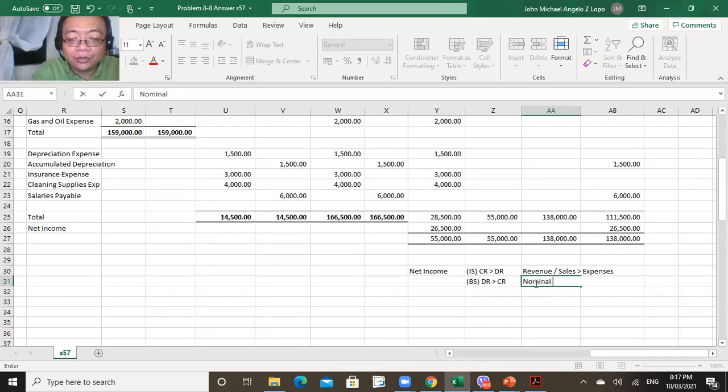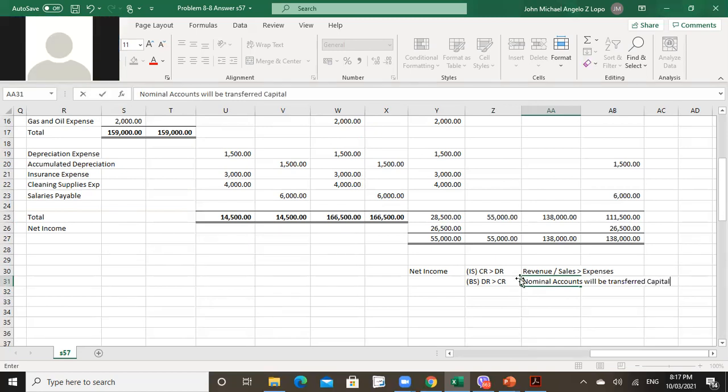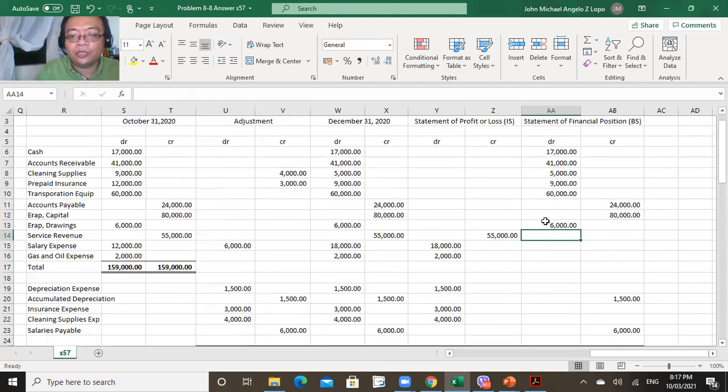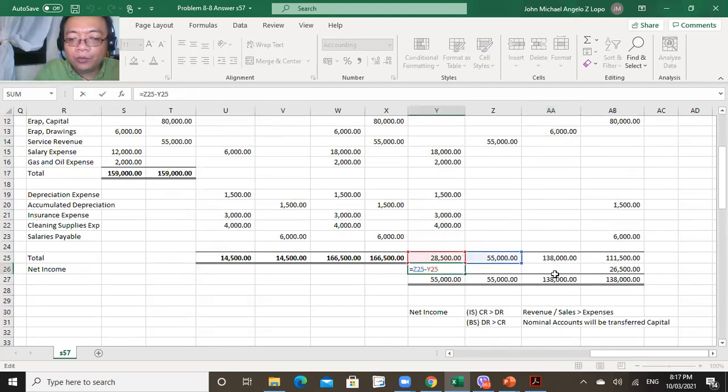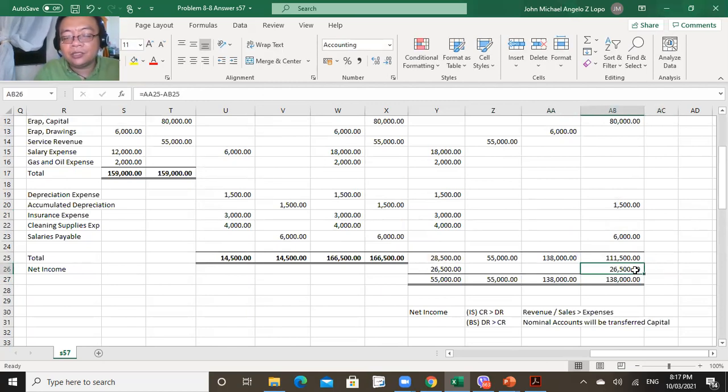Because your nominal accounts will be transferred to your capital. Very good. That's the reason why your debit should be greater, because the 26,500 will be transferred to your capital, right? 26,500 is a credited balance.